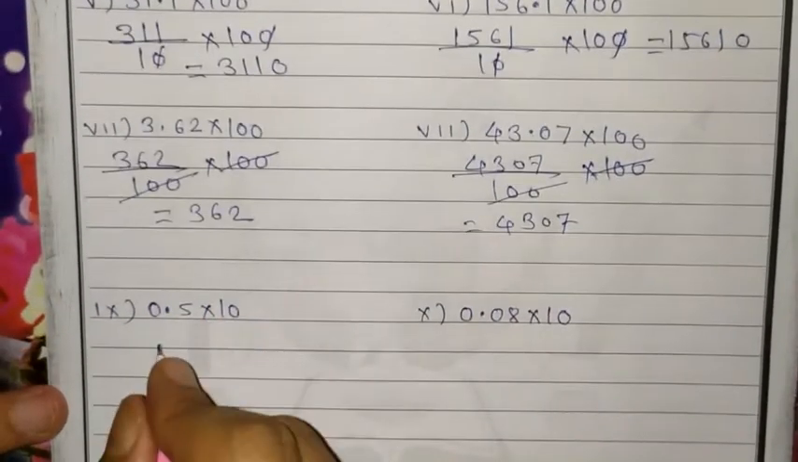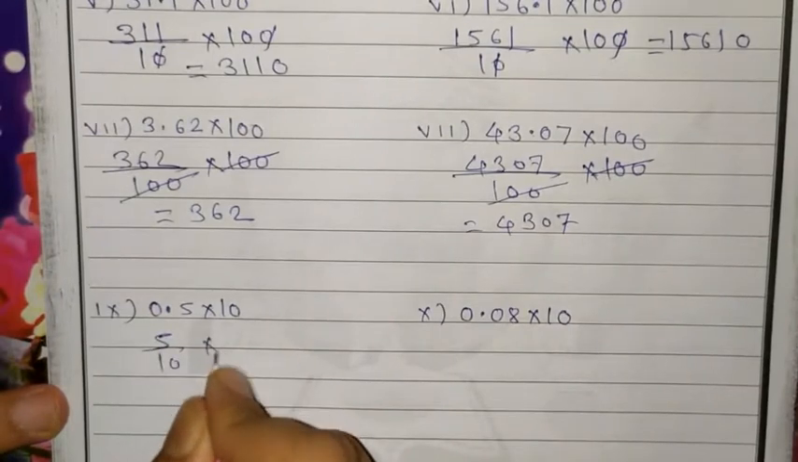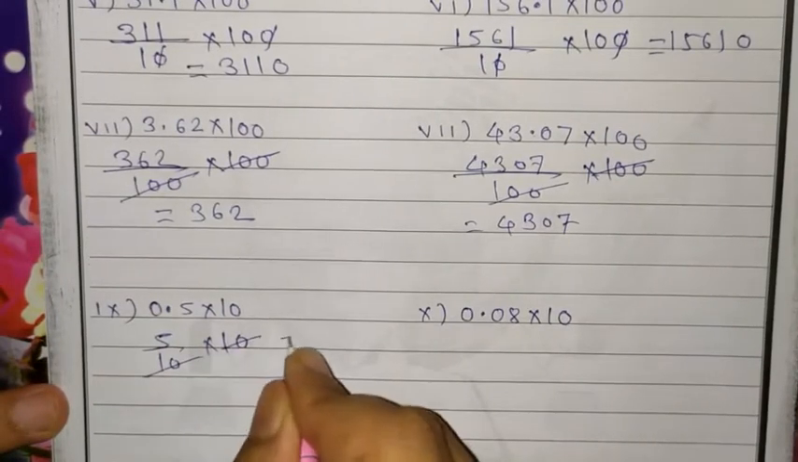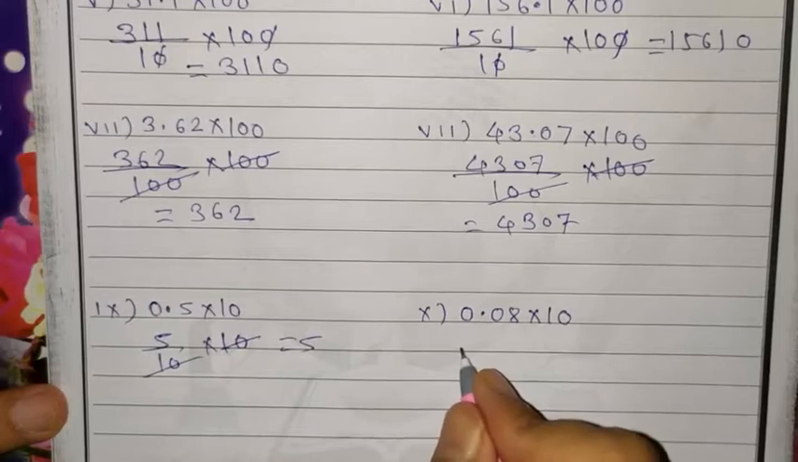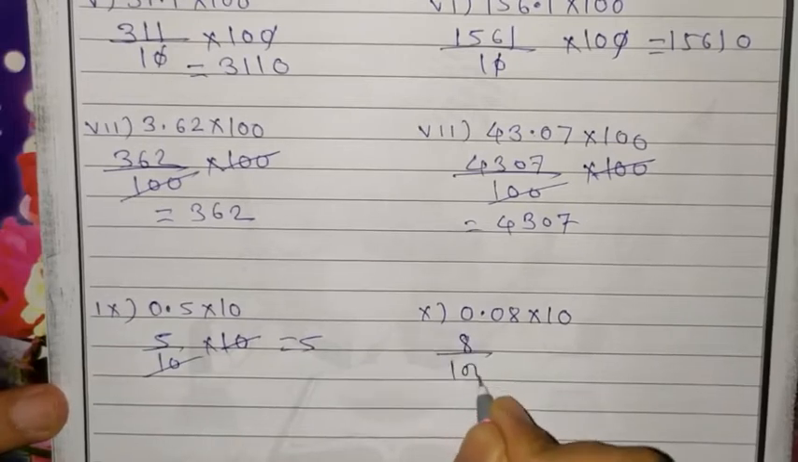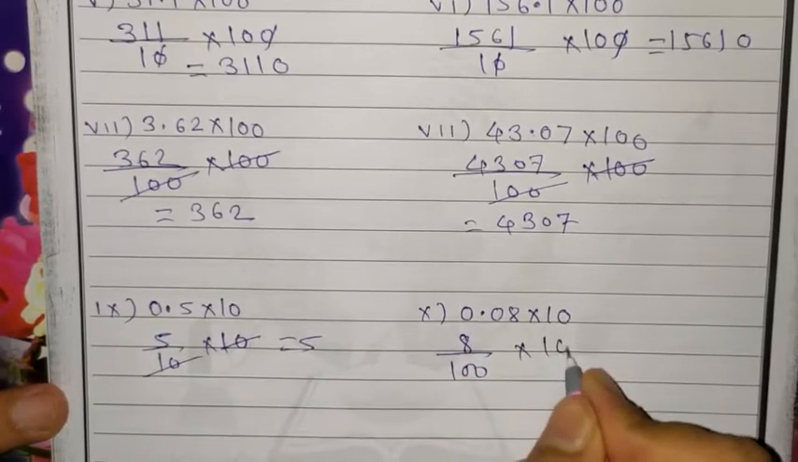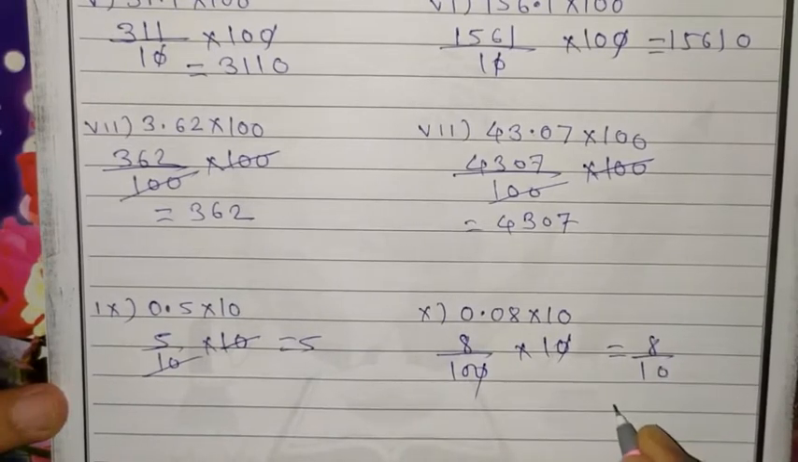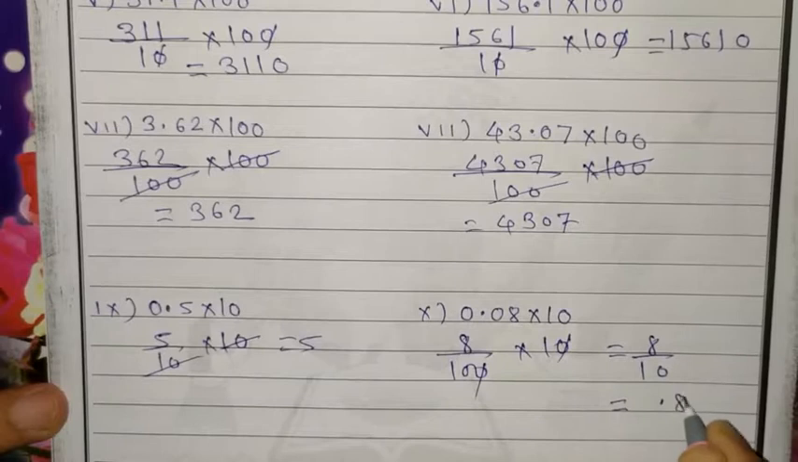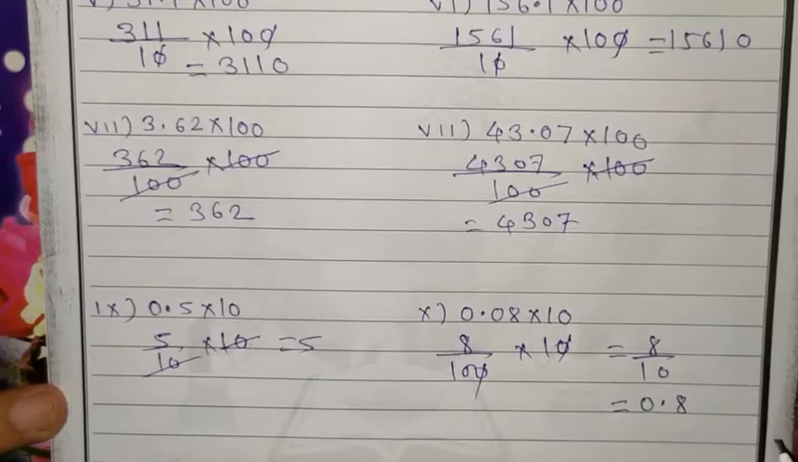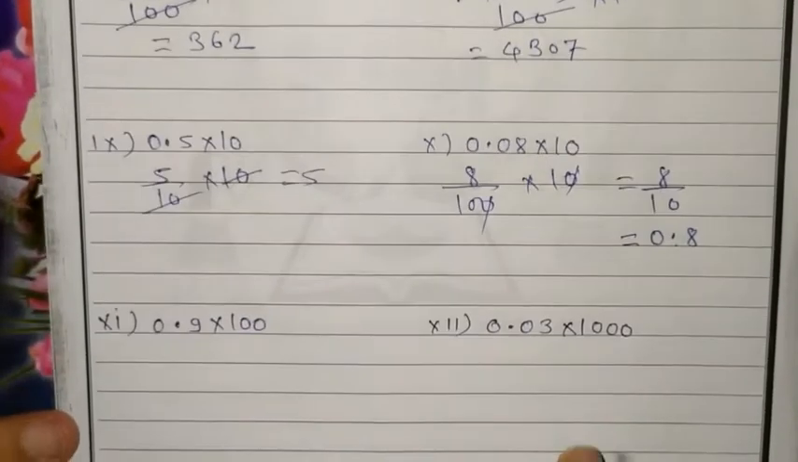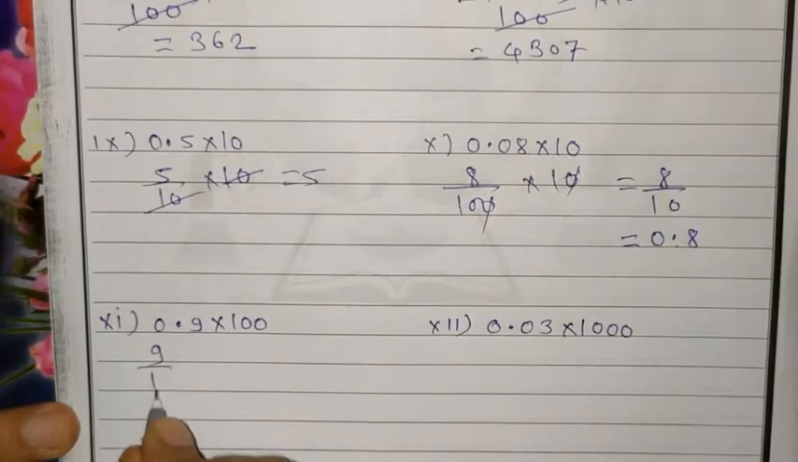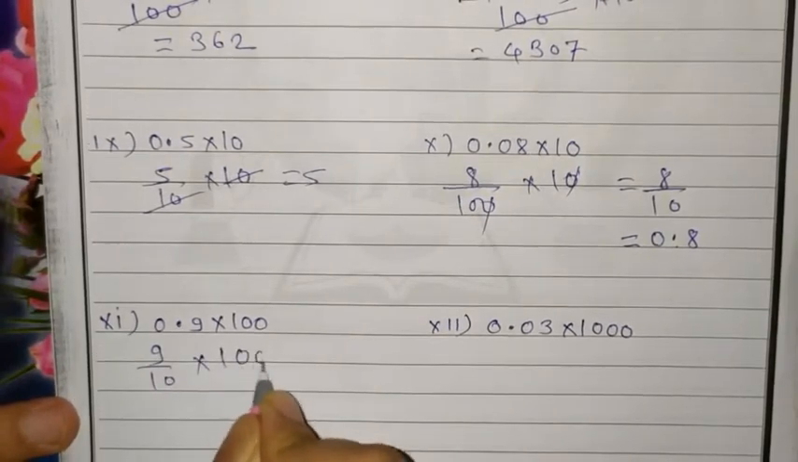Next question, 5 upon 10 into 10. 10 gets cancelled, answer is 5. Here 8 upon 100, because after the point 2 numbers, common number gets cancelled, so it is 8 upon 10. So our answer is 0.8, because after the point one number should be there, because we are dividing with 10.